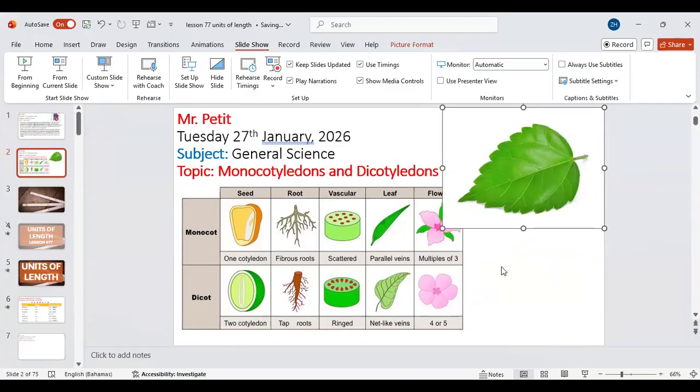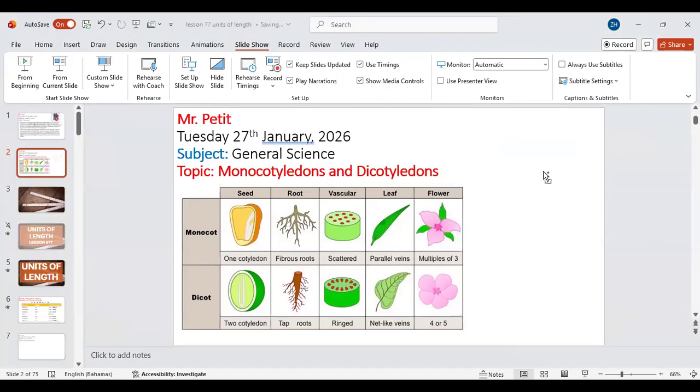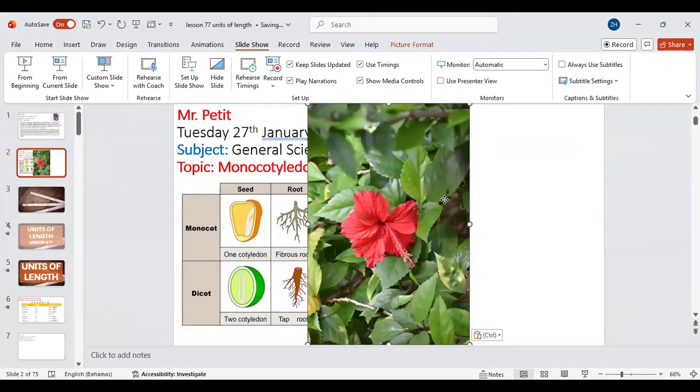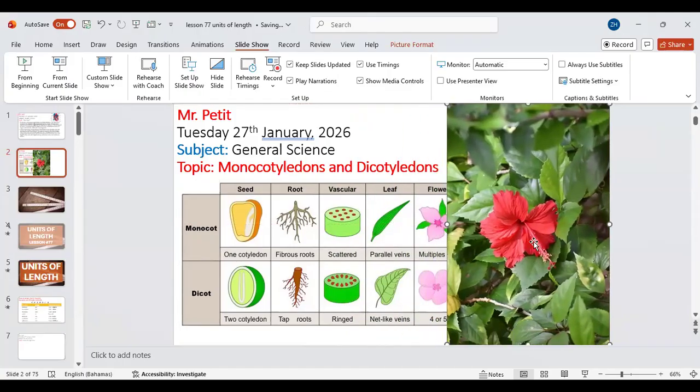All right, does anyone know where this sort of leaf comes from? You all see it every day. Every single day. It's like a pretty pink flower. Hibiscus. Hibiscus, very good.